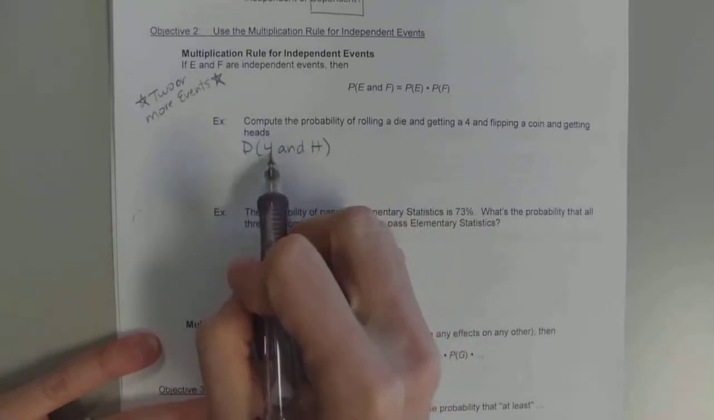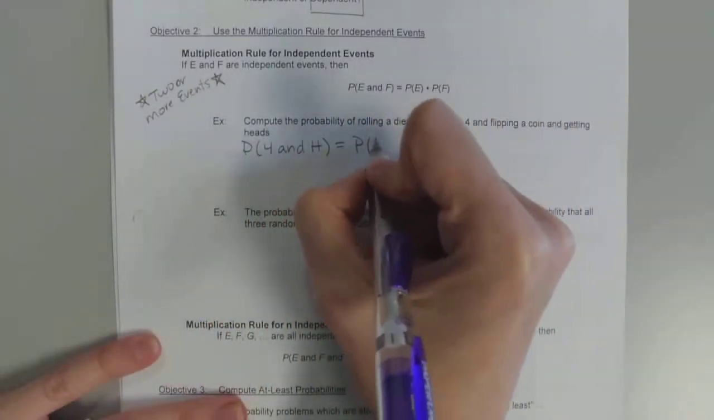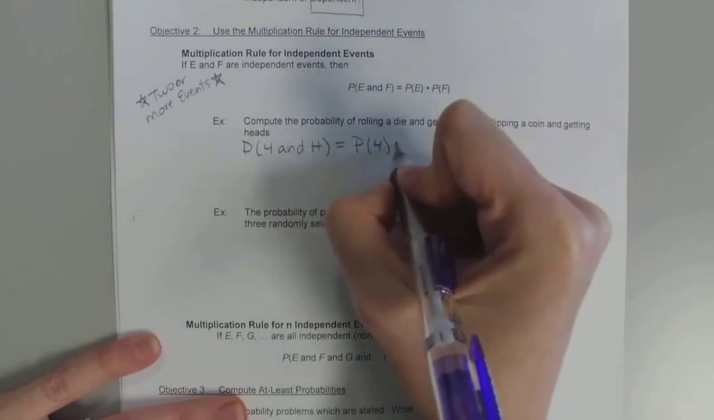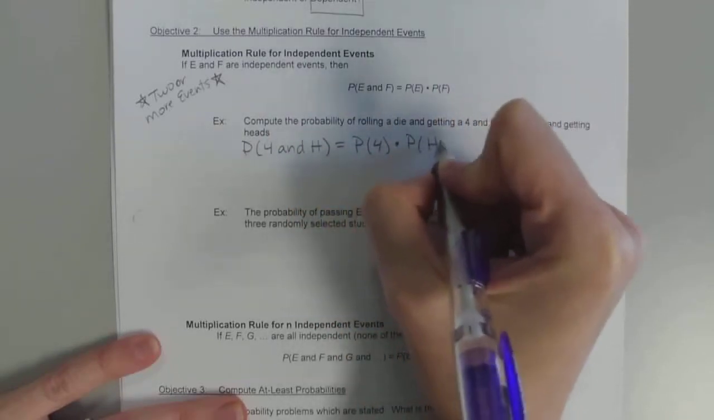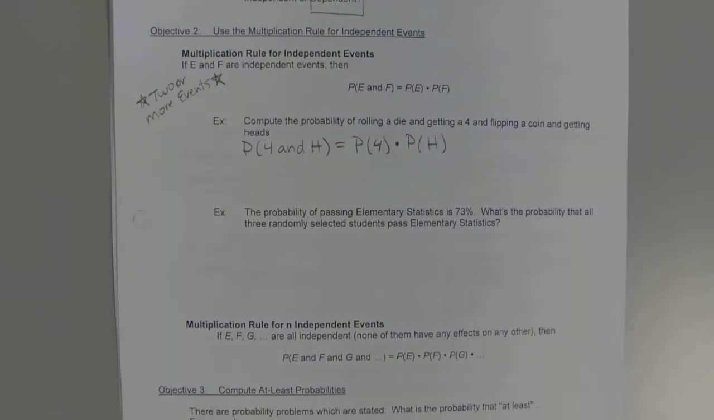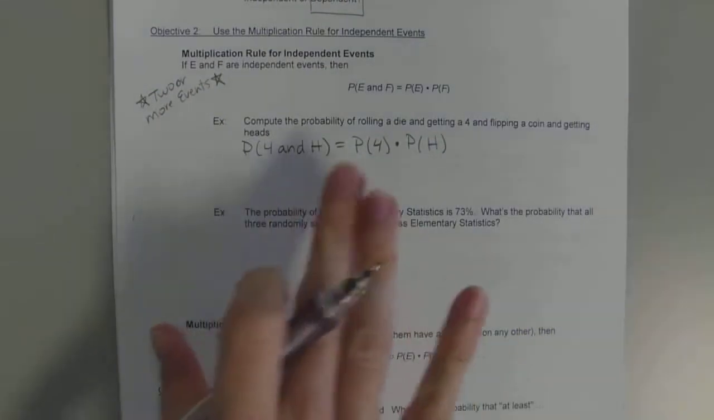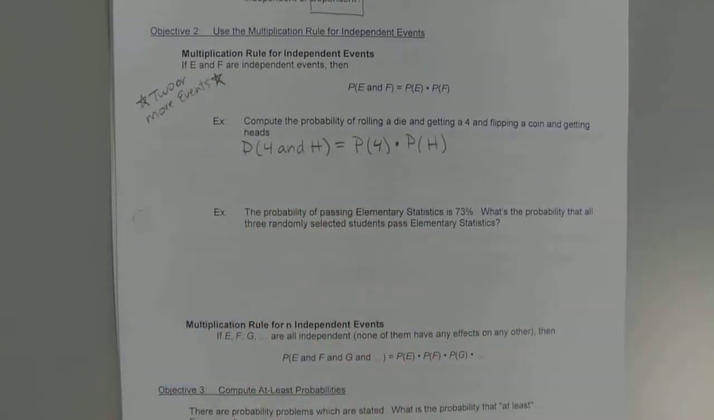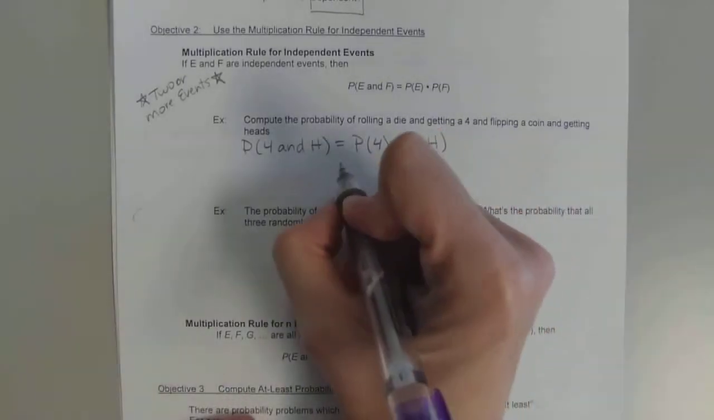So the probability of 4 and then heads. According to this rule, we just take the probability of the first, the probability of getting a 4, times the probability of the second, getting a heads on our coin. Okay, so I do like to keep it more specific than just generic E and F. I like to use what it's standing for.